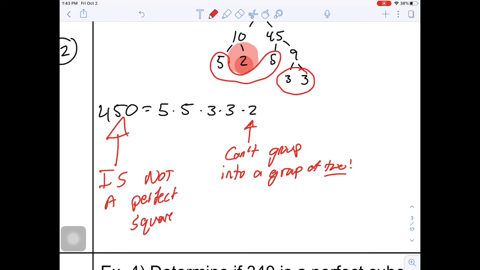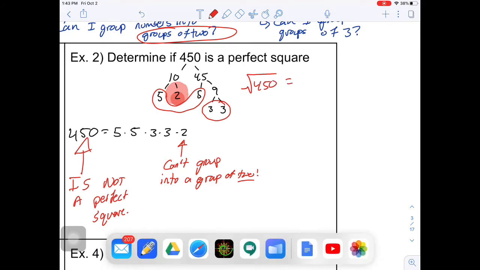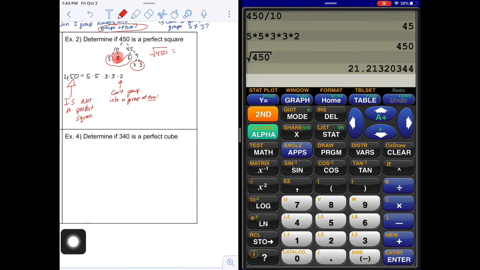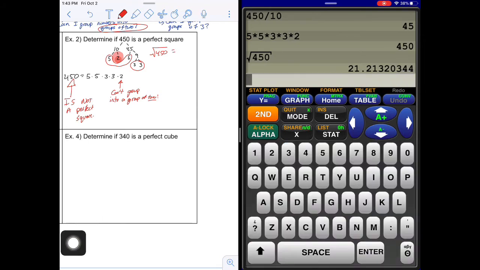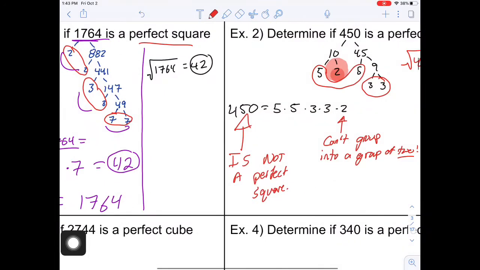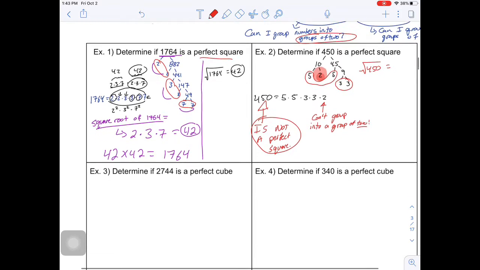Okay, so this means this is not a perfect square. Okay, and we can check. Use your calculator to check. If I take the square root of 450, I'm saying it's not a perfect square, so I'm going to assume that this won't work. So remember, second x squared, so you're getting that little square root button there, 450, and in fact, it is a really ugly decimal number. Okay, so that doesn't quite work there. So it looks like this is not a perfect square, and that would be my answer. Okay, because we couldn't group everything nicely.